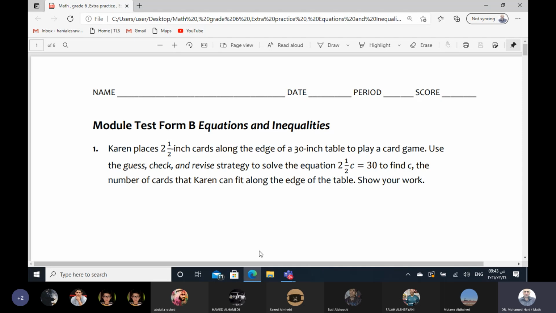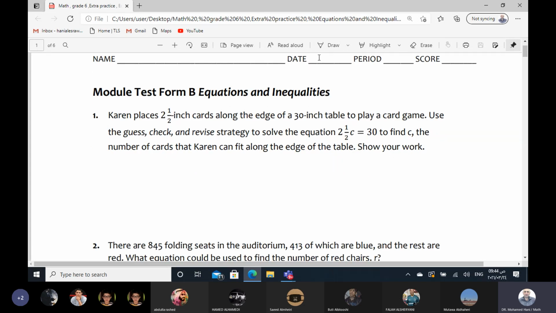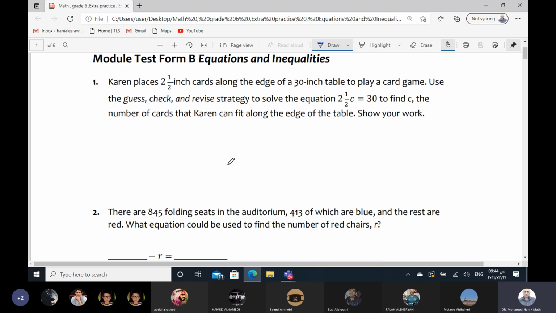Math grade 6. Today we have revision for the final exam. We have the first question here. Who can read exercise number 1, please? Me, Mr. Okay, start, please.